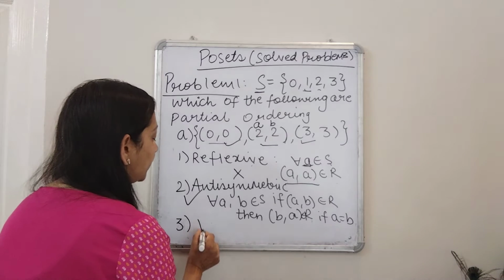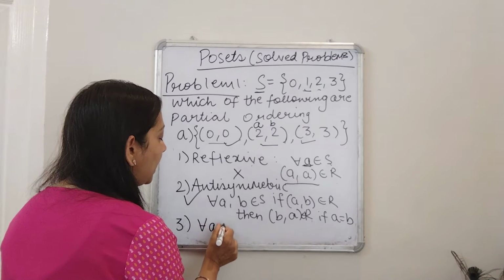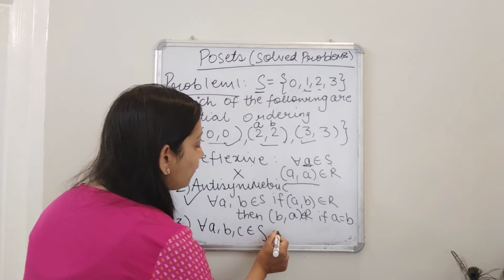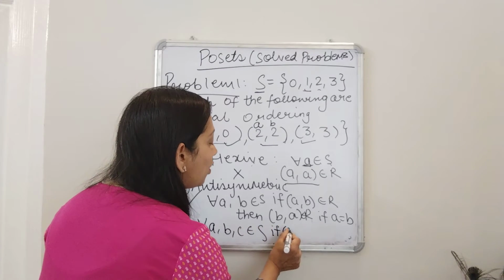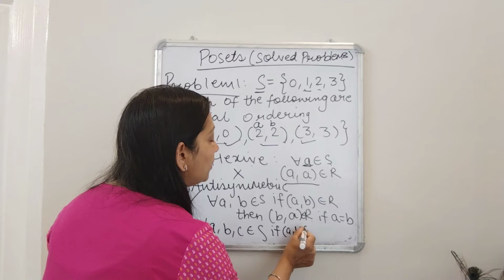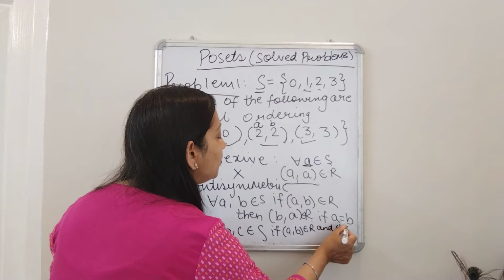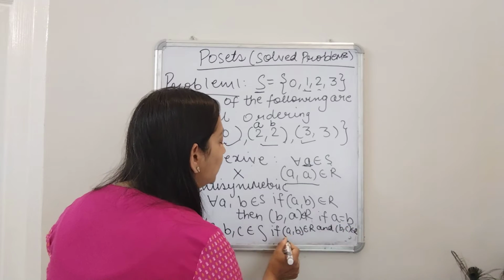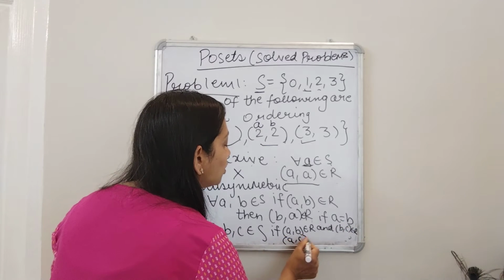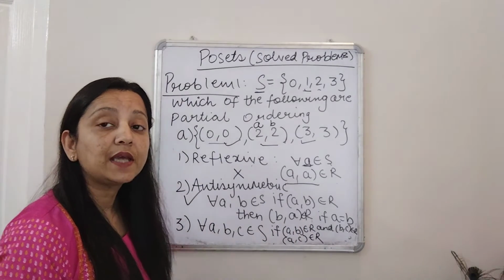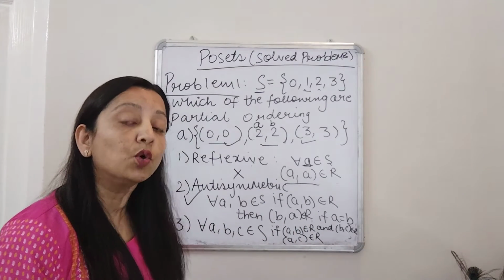For transitive, what is the condition? That for all A, B, C that belong to set S, if the ordered pair A, B belongs to the relation and the ordered pair B, C belongs to the relation, then the ordered pair A, C must also belong to the relation. Now the criterion is that if AB and BC exist, only then.